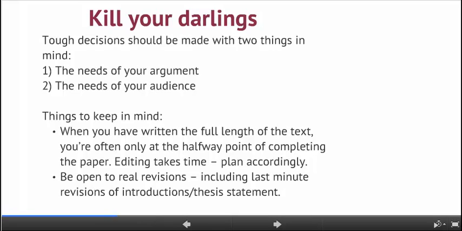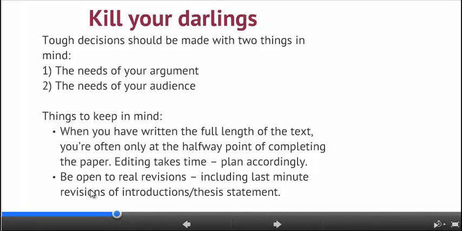And so finally, when you're working with editing, kill your darlings. Don't be afraid of doing so. In fact, you will probably have to do so sooner or later. Tough decisions have to be made, and they have to be made with two things in mind: the needs of your argument and the needs of your audience. Nothing else should be there. And keep in mind that when you have written the full length of the text, you're only halfway to completing the paper. Editing takes time, and you should plan accordingly. And be open to real revisions, including last-minute revisions of introduction and thesis statement.